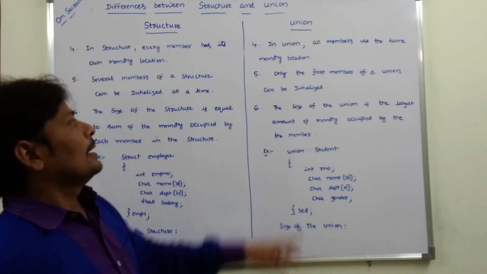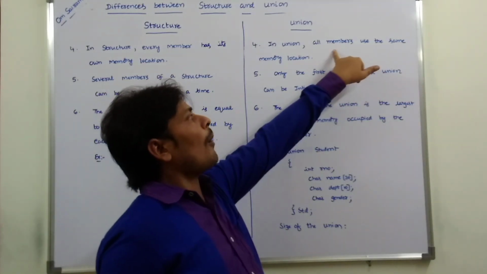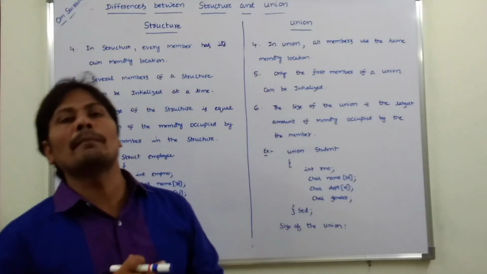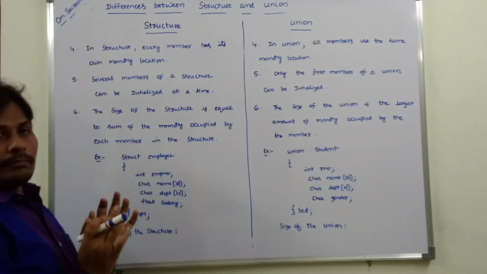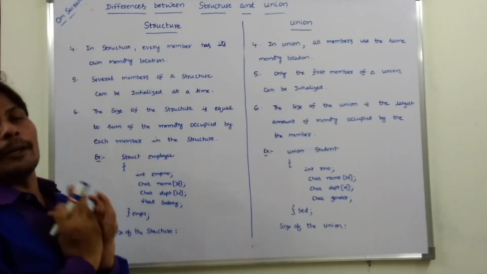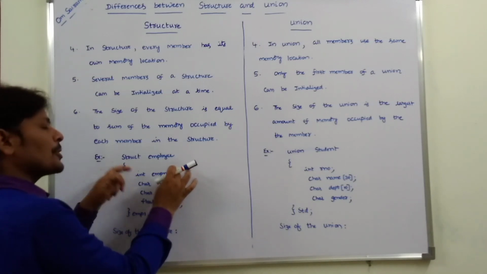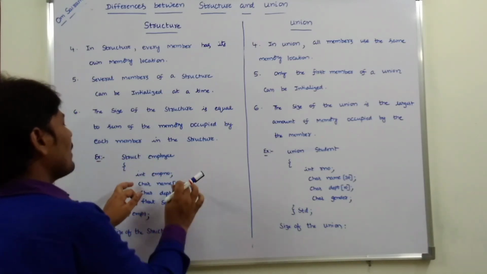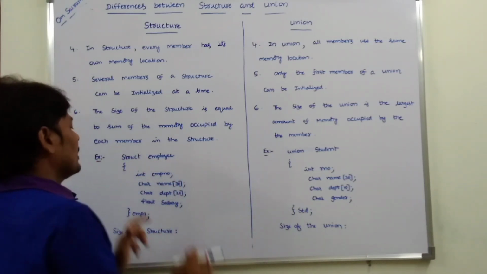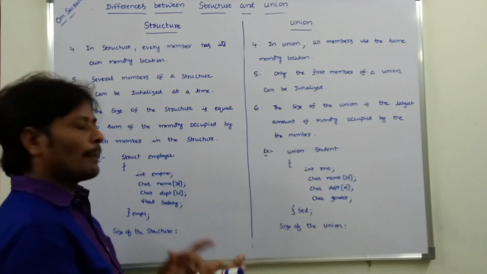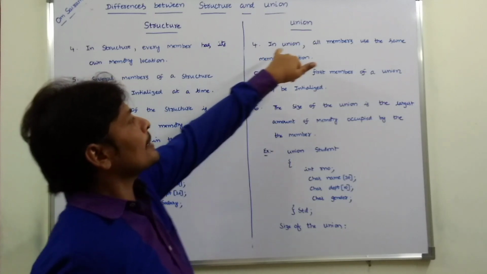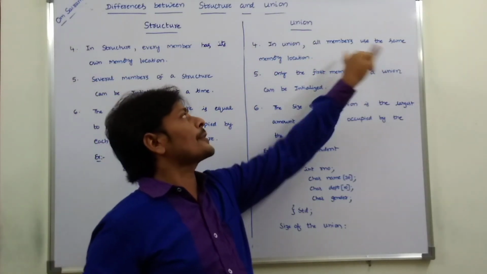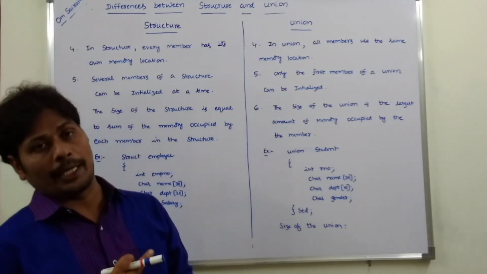Okay, next one. In the case of union, all members use the same memory location. Here, in a structure, each and every member is stored at different locations. So this member is stored at one place, this member at another place, this at another place, and this at another place. But in the case of union, all members use the same memory location.